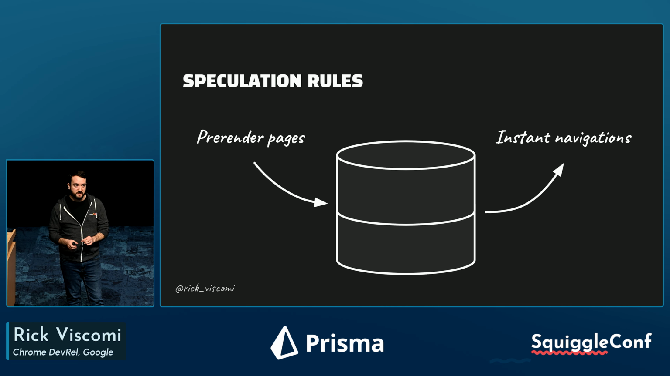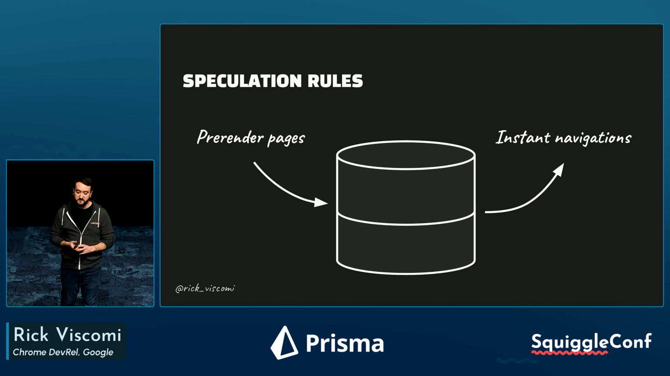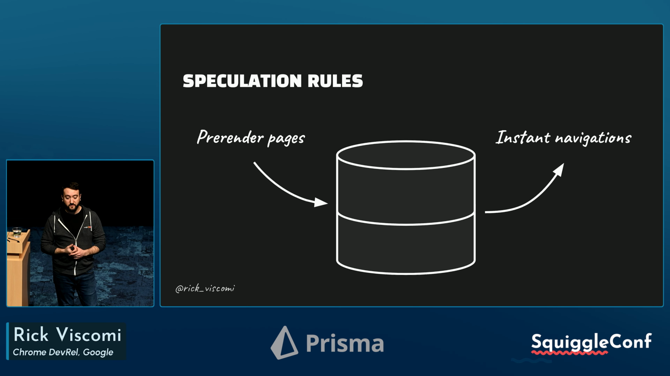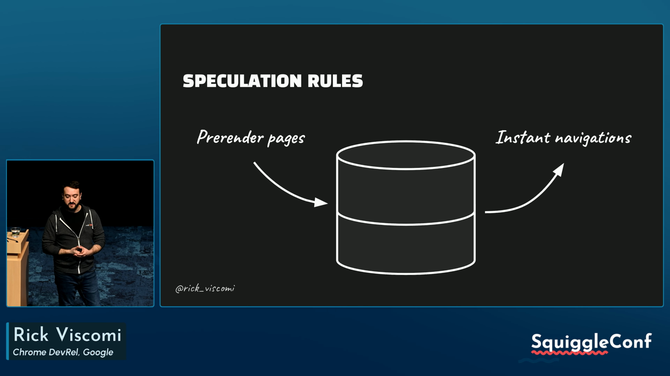For the lowest risk, best chance of success pre-rendering the next page, check your analytics. See if any one link stands out. Maybe that's the primary call to action or the top result on a search page, and then you can write a rule to eagerly pre-render that page as soon as possible.